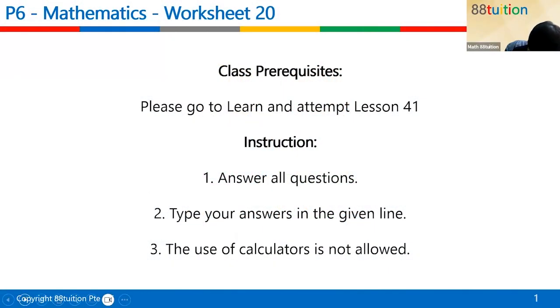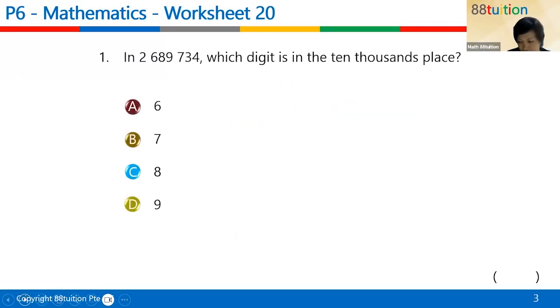Okay, let's start. Question number 1. Which digit is in the 10,000 column? Okay, can you have a quick one? Because I don't see all of them too. So I need all of you to go to this chat function for question number 1. Which one is in the 10,000 place?